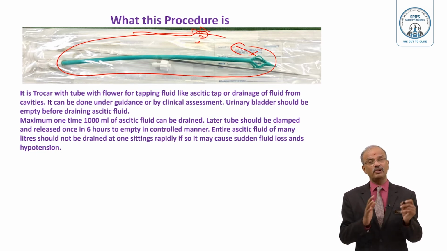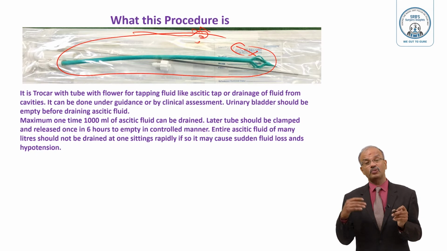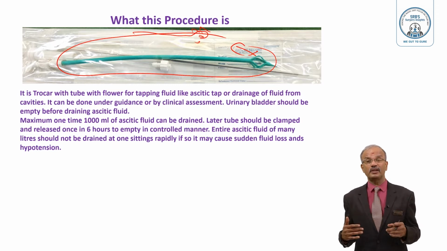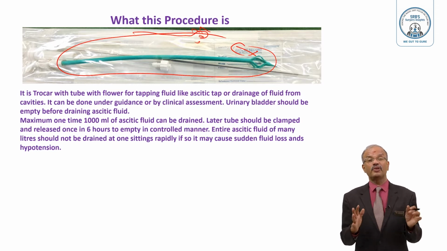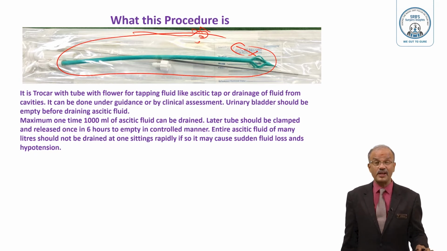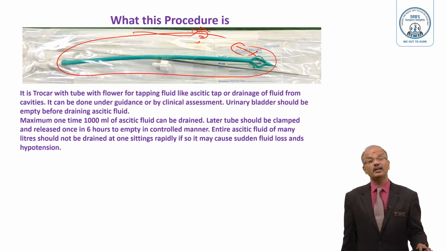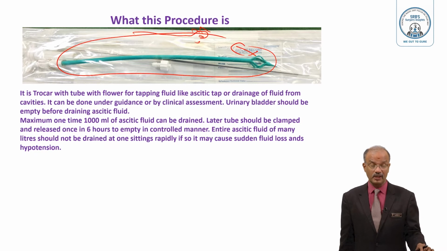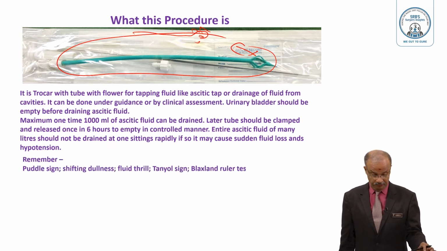Don't do that. Every 6th hourly or 8th hourly, drain 1000 ml, 1 liter, for 2 to 3 days, because you can keep this tube in situ for a few days definitely. By then the ascitic fluid gets drained adequately without causing any hypotension. So don't drain it suddenly, rapidly, more than a liter. Only 1 liter at a time. Then after 6 hours or 8 hours you drain it again. You can clamp it to prevent further drainage.